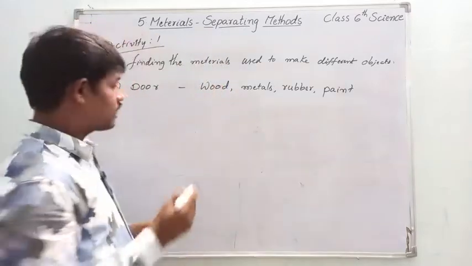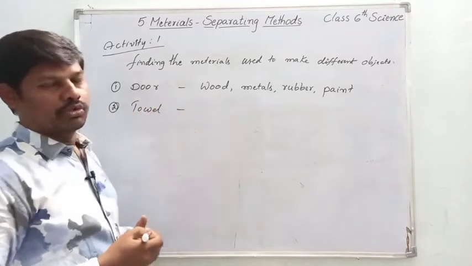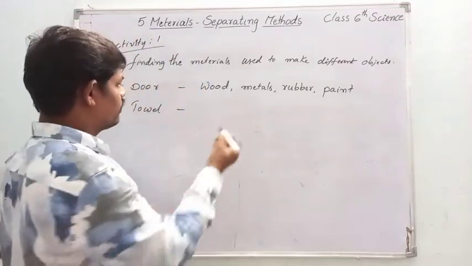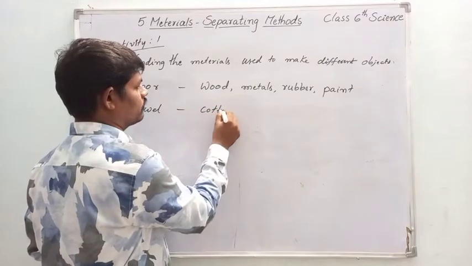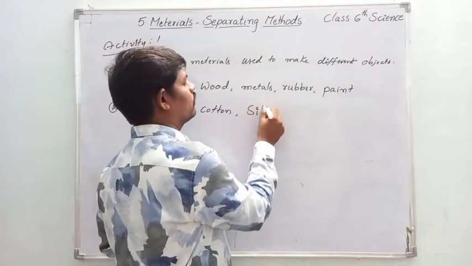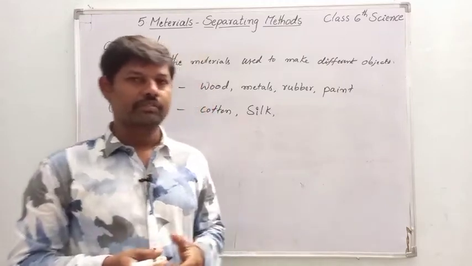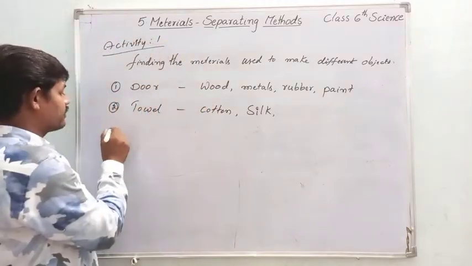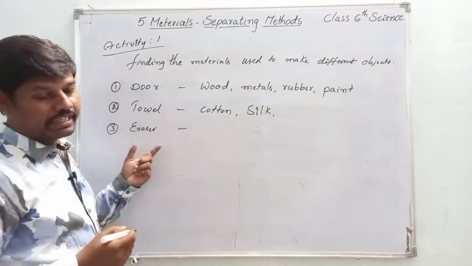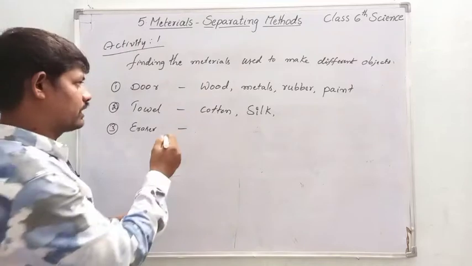Like that, towel. What are the materials used to prepare a towel? It is made up of thread, no? If it is a cotton towel, you can use cotton. Cotton is a material. Silk means silk, you can use a silk towel. That means either cotton or silk or any other fiber you can use. Next one, eraser. What are the materials used to prepare an eraser? An eraser is made up of rubber.